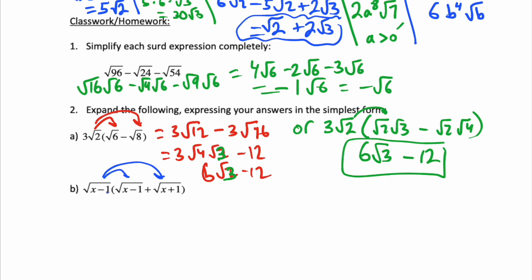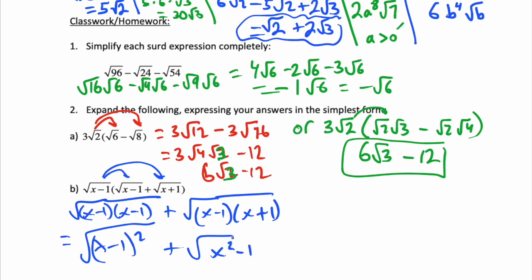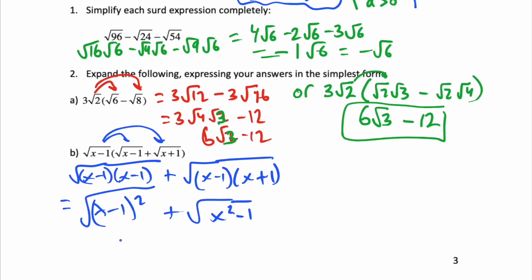Okay, when you multiply here, that's the same as root x minus 1 times x minus 1. And this one's going to be root x minus 1, x plus 1. So this is like x minus 1 squared. And this is x, and that's the difference of squares, so that becomes x squared minus 1. But this simplifies to x minus 1 plus root x squared minus 1.